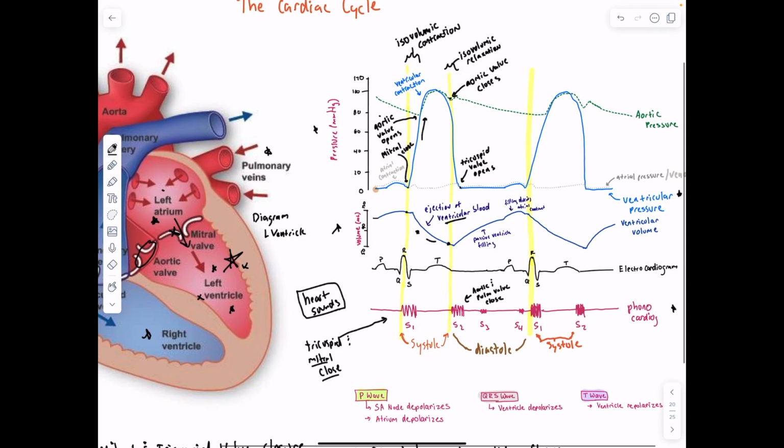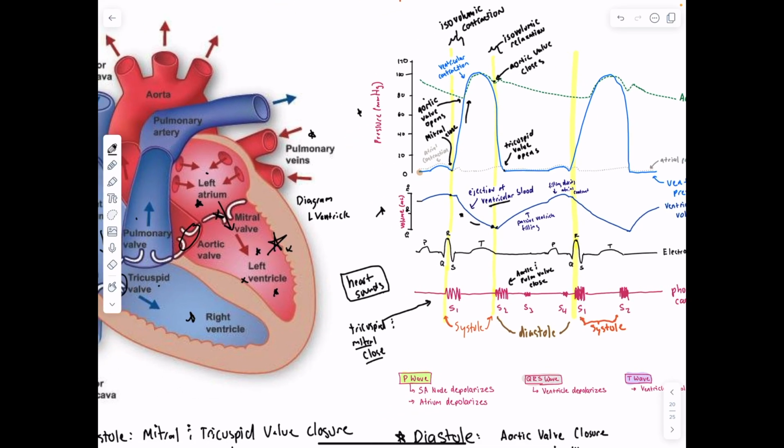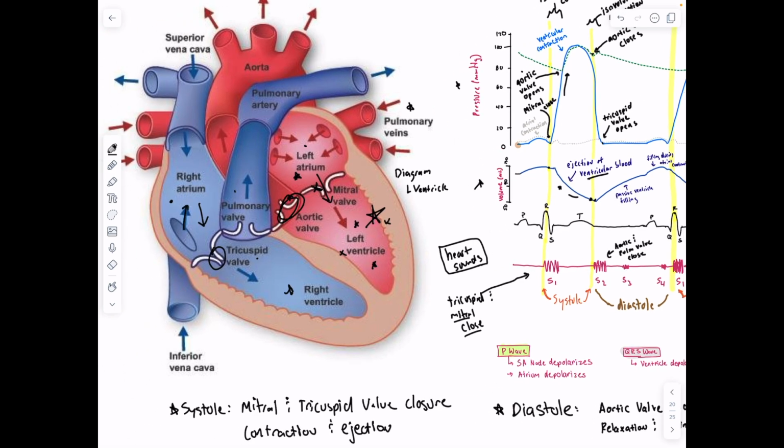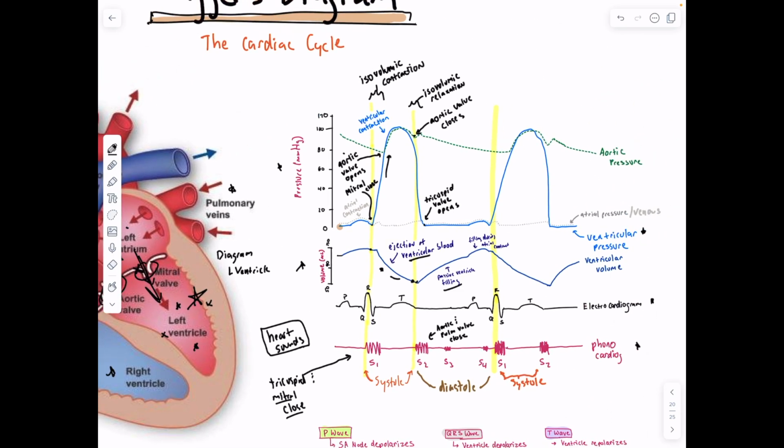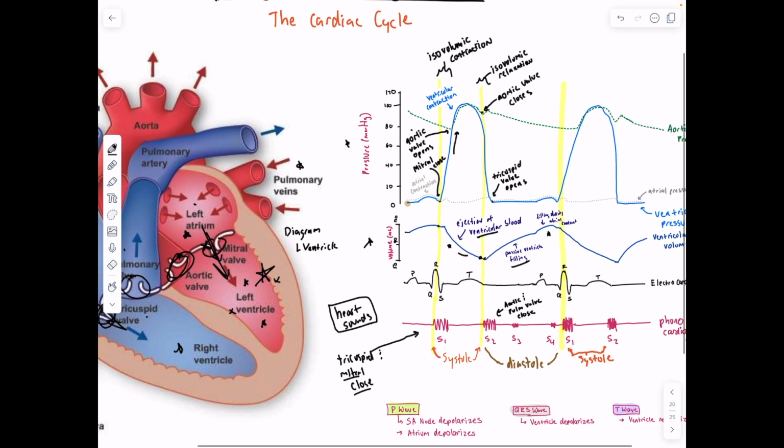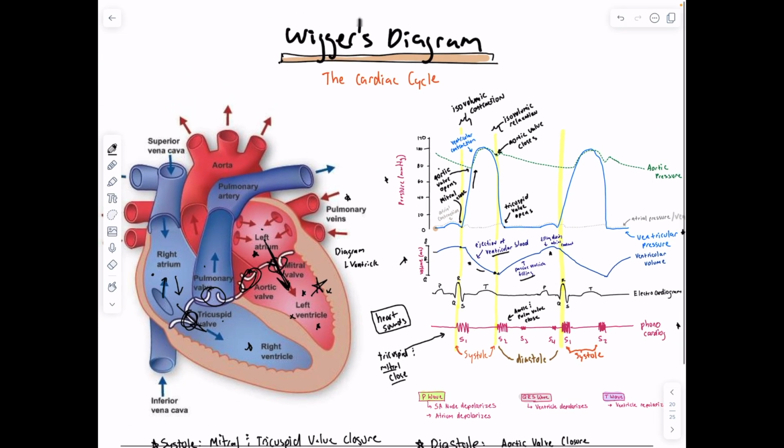And then after it's been ejected, the aortic and pulmonary valves close. So this guy and this guy have closed, and you're going to have the mitral valve and tricuspid valve open at this point, and the ventricles are going to fill. So you have the ventricles filling, and then you get back to the atrial contraction, pushing further blood into the ventricles, and then the cycle repeats.